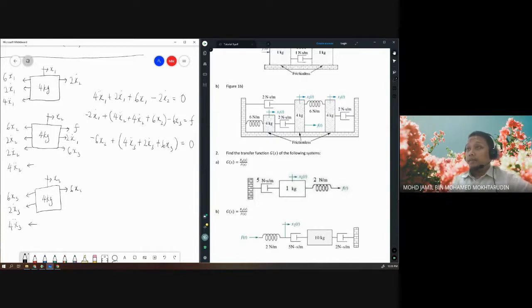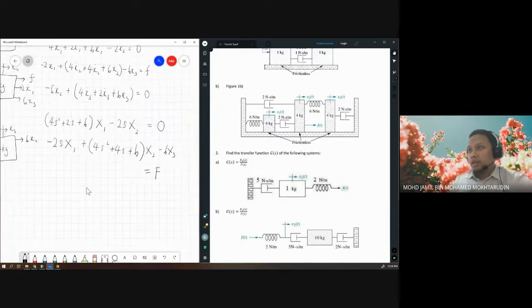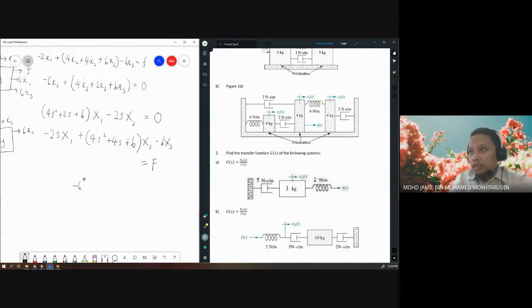Okay, we write this in frequency domain using Laplace transform. So we have (4s squared plus 2s plus 6) X1. Okay, you can put s, but I don't have space, so kita buang perkataan s dulu. Minus 2s X2 equals 0. And then second equation we have minus 2s X1 plus (4s squared plus 4s plus 6) X2 minus 6X3 equals F. And lastly, we have minus 6X2 plus (4s squared plus 2s plus 6) X3 equals 0.